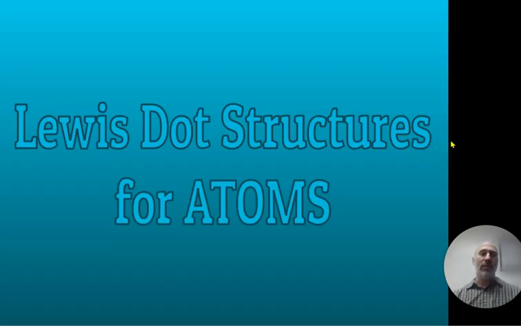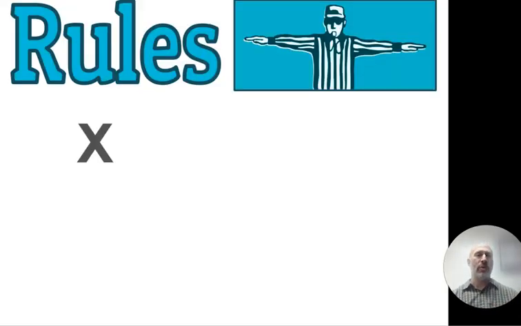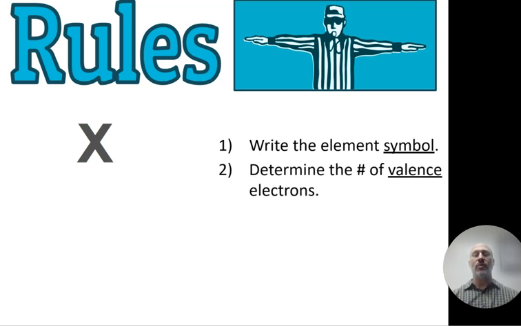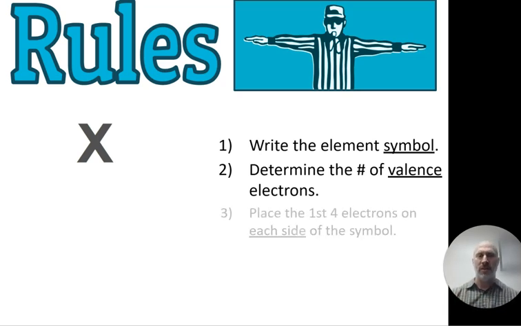All right, if we're talking about a single atom, how would we do a Lewis dot structure for it? So here are your rules. I just have element X. So you're going to write whatever the symbol is. If it's carbon, you're writing a C. If it's iron, you're writing Fe, etc. The second thing is to look at your periodic table and see how many valence electrons it has. Remember, in a Lewis dot structure, that's all you're including, just the valence electrons. None of the inner energy levels. Just those valence electrons.